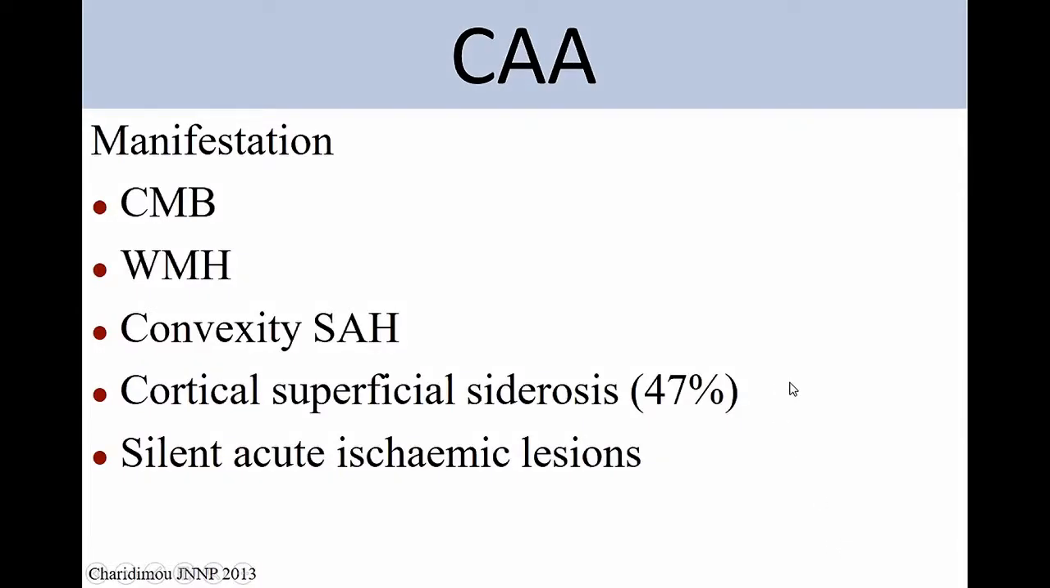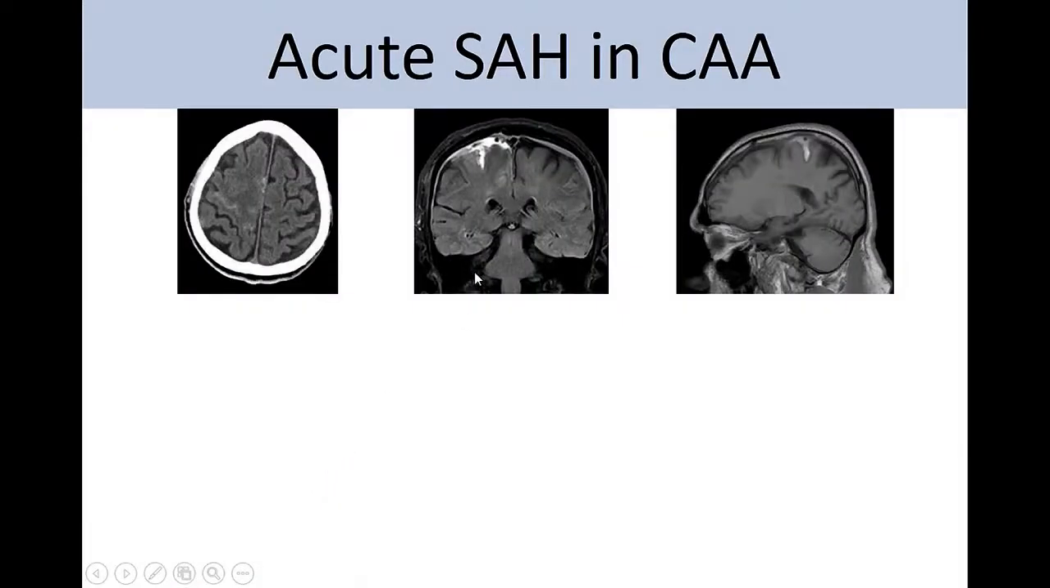So the manifestations on MR are microhemorrhages, white matter hyperintensity, convexity subarachnoid hemorrhages, cortical superficial siderosis in quite a large proportion, and silent acute ischemic lesions. So the acute subarachnoid hemorrhage is typically cortical. When we have that kind of distribution, we don't need to think about angiography, we don't need to think about aneurysms or AVMs. It's a typical distribution for CAA.